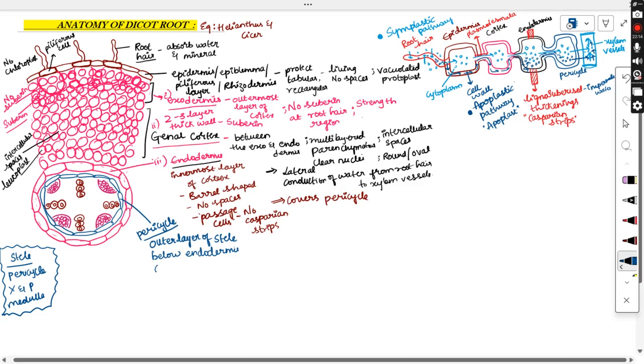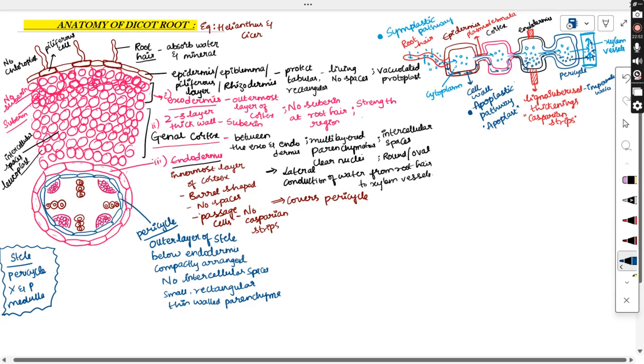We can find only a single layer of cells which are tightly packed or compactly arranged. Due to this compactness, we cannot find any intercellular spaces in between these cells. The cells are very small in size, maybe rectangular, and the walls of these cells are thin. So the cells present in this pericycle are thin walled parenchymatous cells.